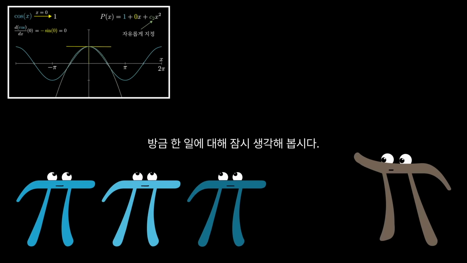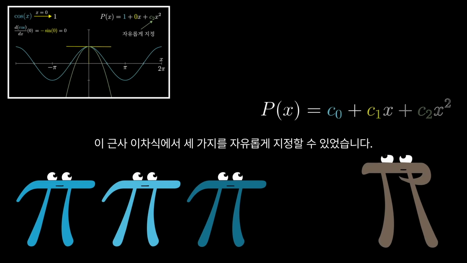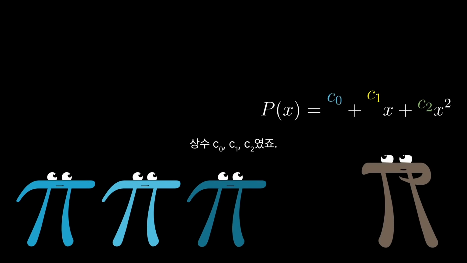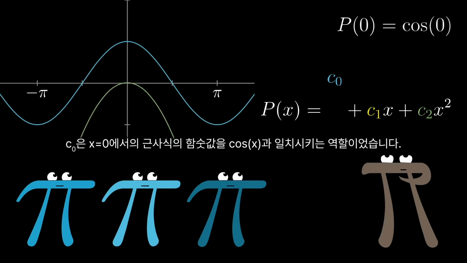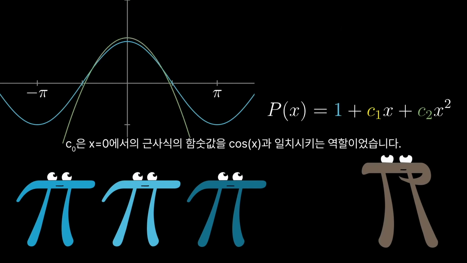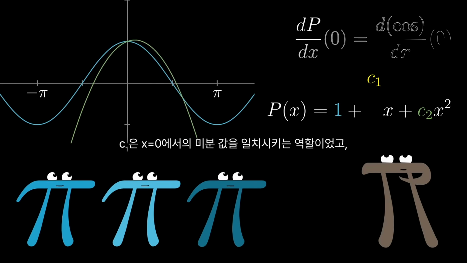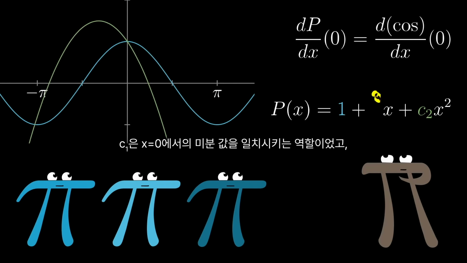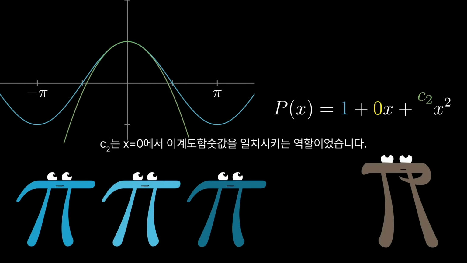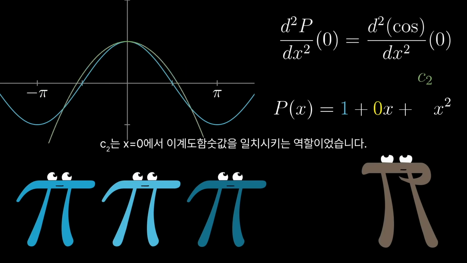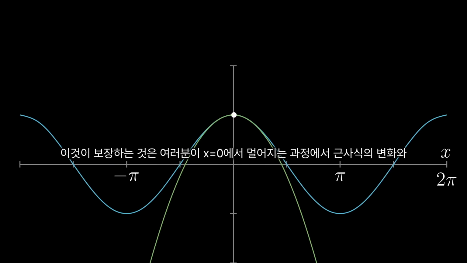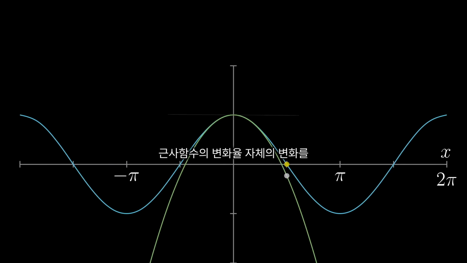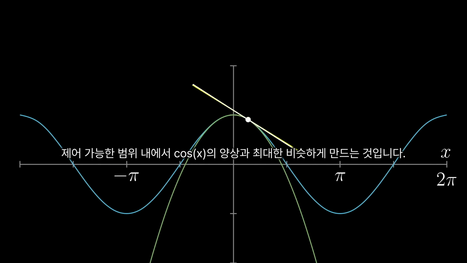Take a moment to reflect on what just happened. You had 3 degrees of freedom with this quadratic approximation, the constants c0, c1, and c2. c0 was responsible for making sure that the output of the approximation matches that of cosine x at x equals 0. c1 was in charge of making sure that the derivatives match at that point. And c2 was responsible for making sure that the second derivatives match up. This ensures that the way your approximation changes as you move away from x equals 0, and the way that the rate of change itself changes, is as similar as possible to the behavior of cosine x, given the amount of control that you have.